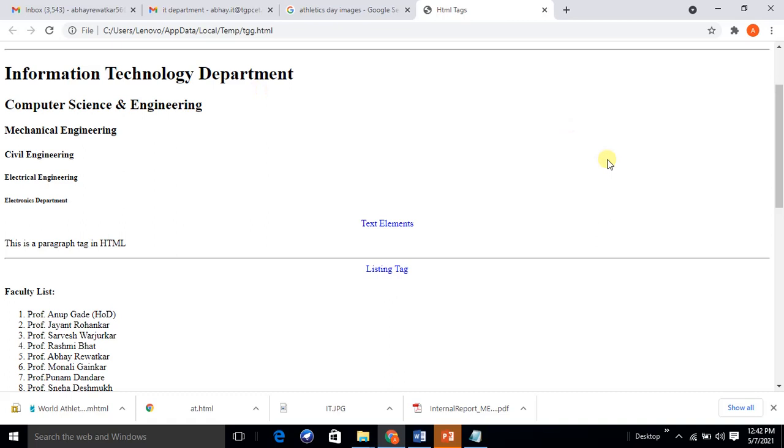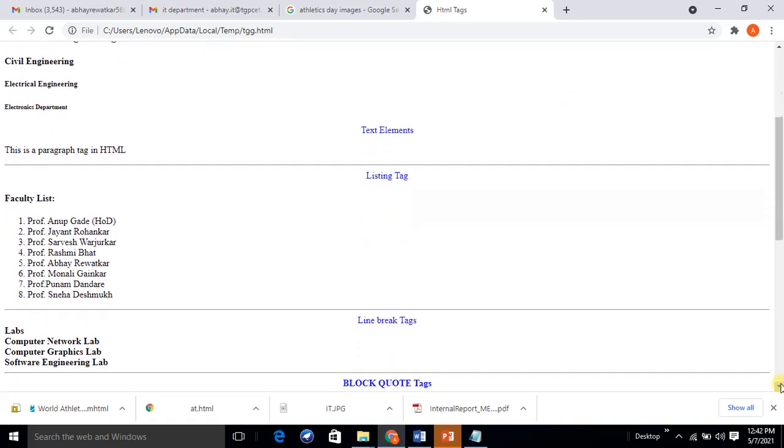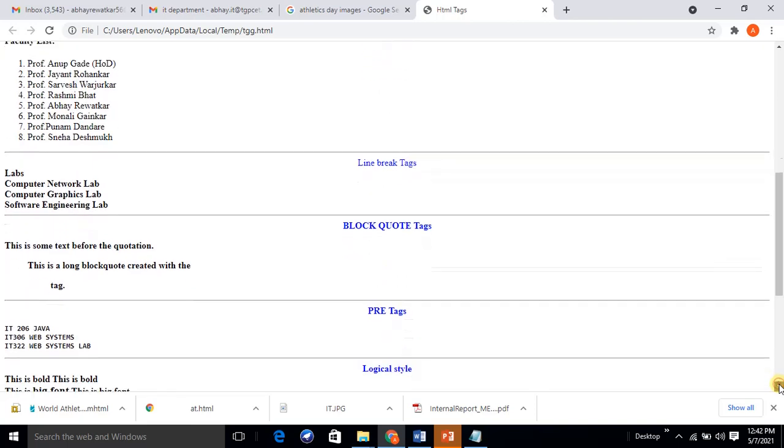After that, we have the listing tags. We have the ordered list tag, the unordered list tag, and the definition list tag. Such types of tags we have used. It is called an ordered list if it is numbered 1 2 3 4 5 6. Now here you may observe the text elements, listing tags, and the line break tag. You may know how we break lines using the BR tag.